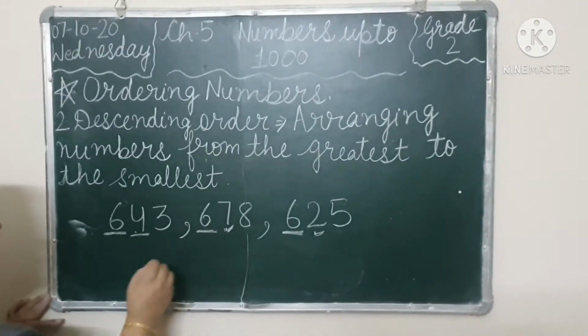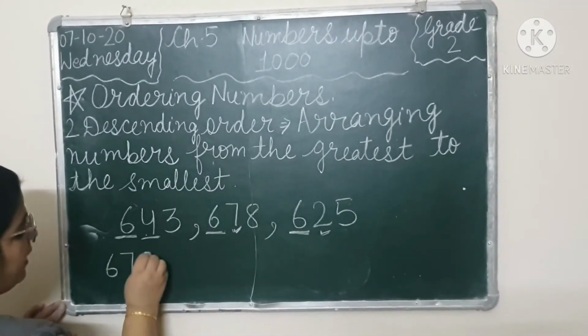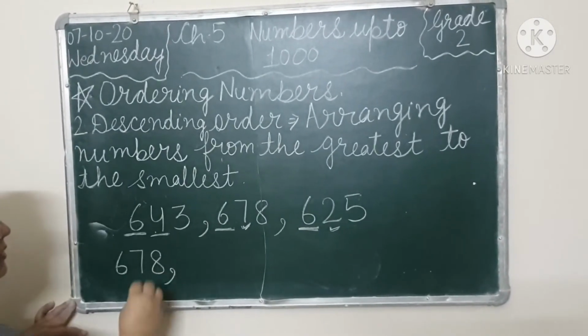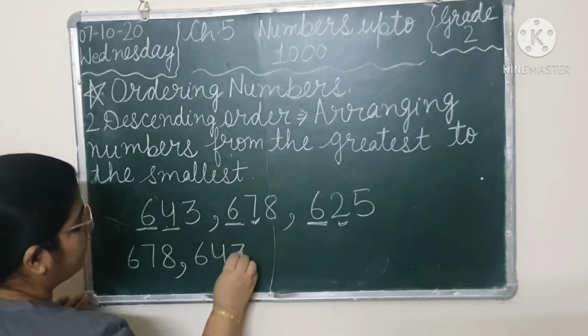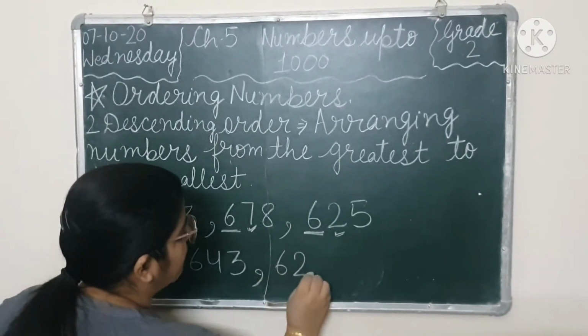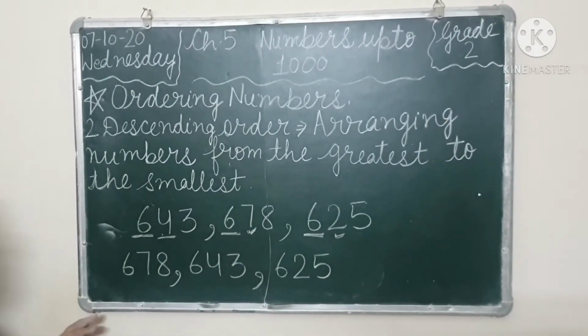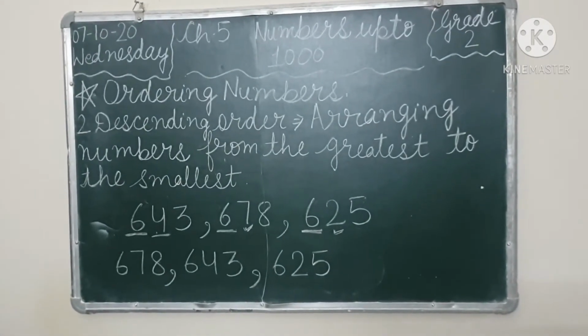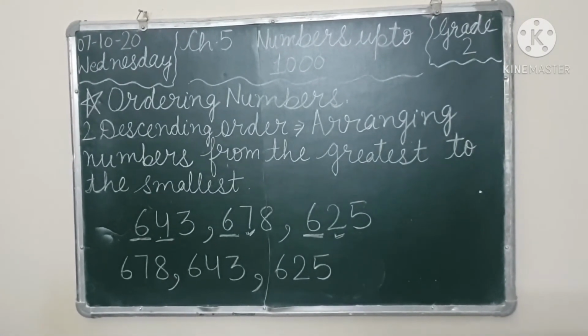The greatest number is 678, and then 643, and the last and smallest number is 625. The biggest number is 678 and the smallest number is 625.